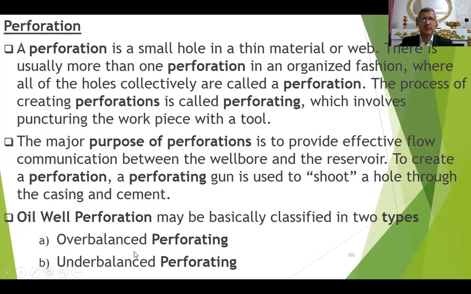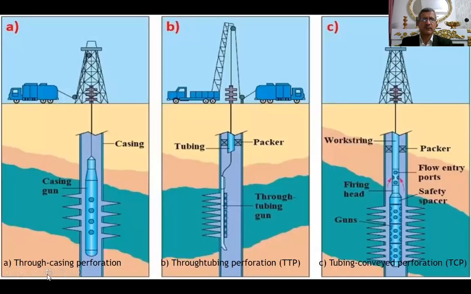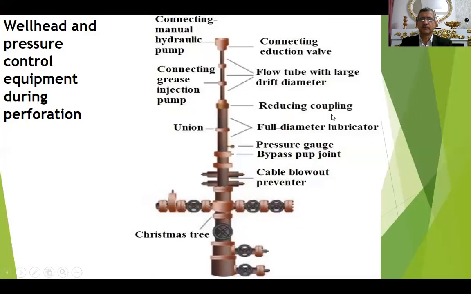Oil well perforation, we have overbalanced perforation and underbalanced perforation. These are the guns. We have three types: through casing perforation, here the casing gun, and through tubing perforation, this one inside the tubing. The third type is tubing conveyed perforation, TCP, either shoot and drop or shoot and pull out of hole.